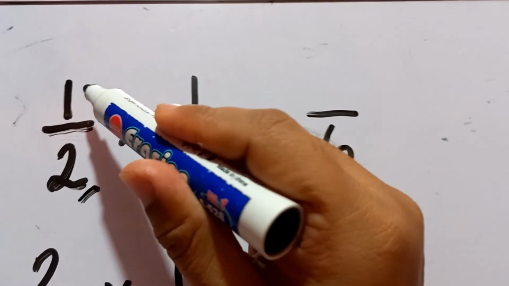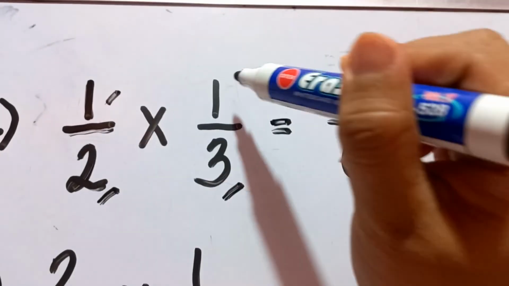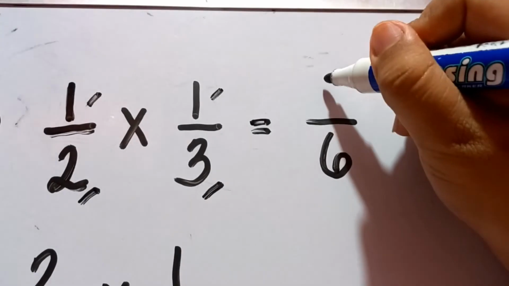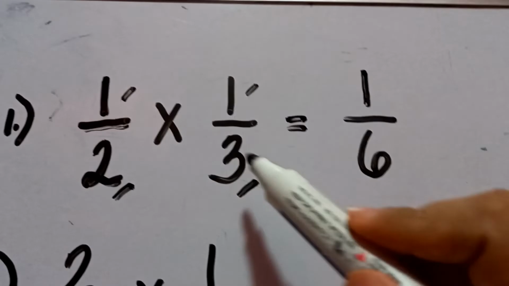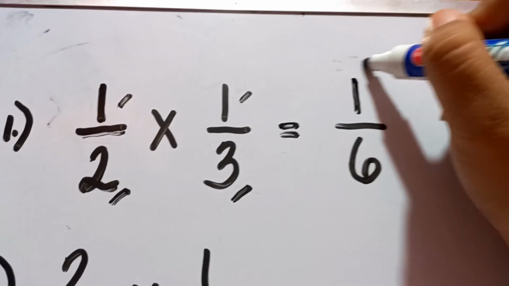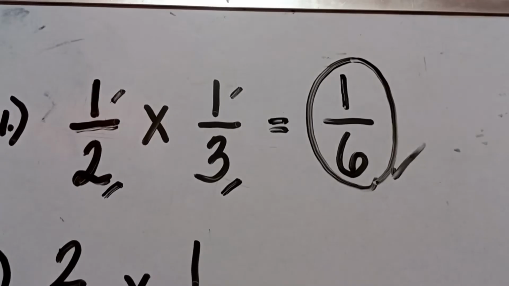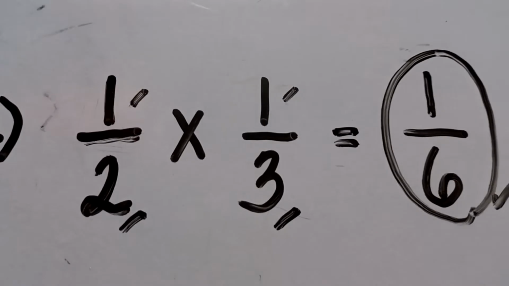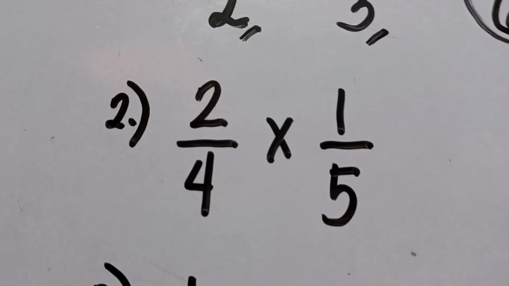Then, let's find the product of the numerator. So we have 1 times 1 equals 1. Therefore, 1/2 times 1/3 is equal to 1/6. Is it clear? Let's move on to number 2.